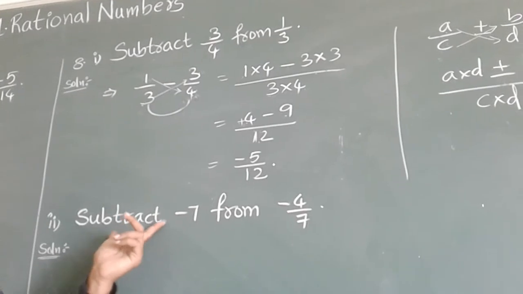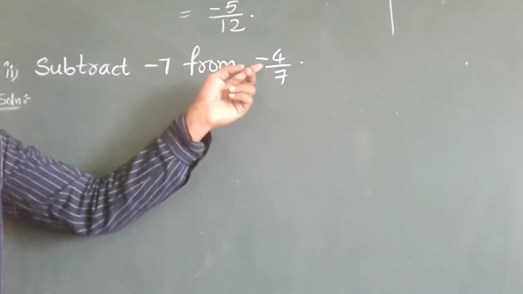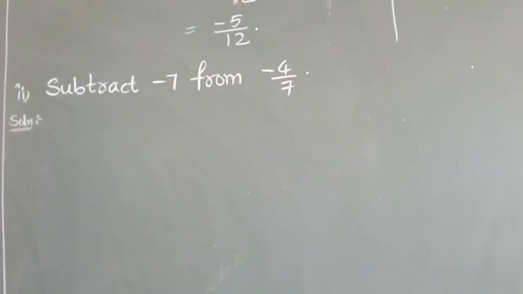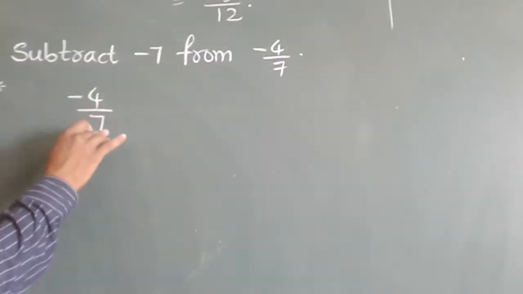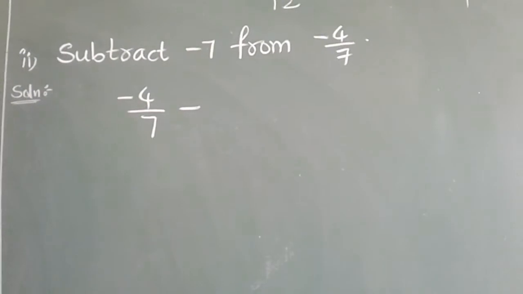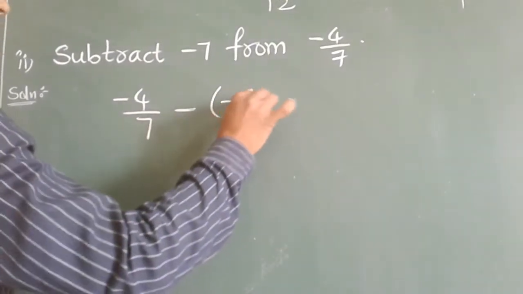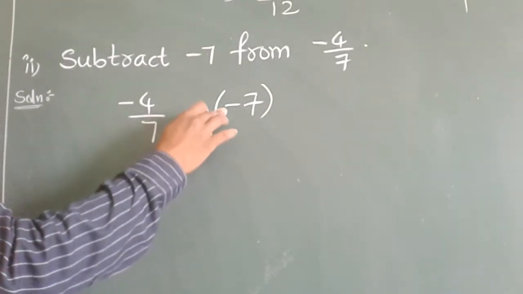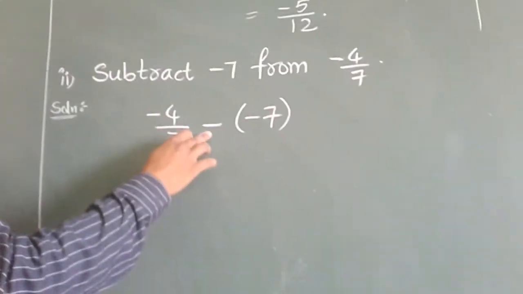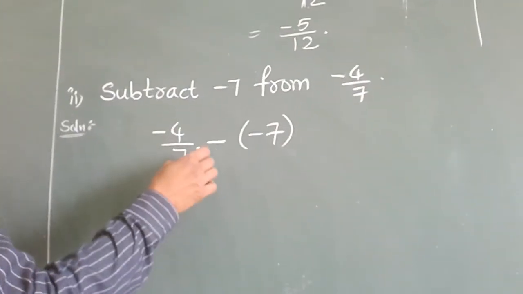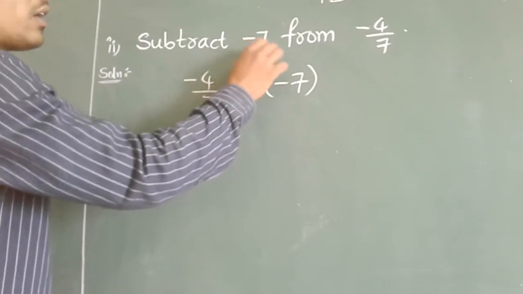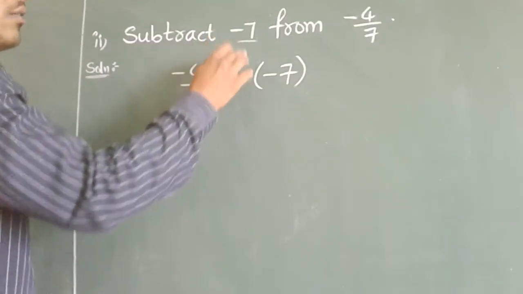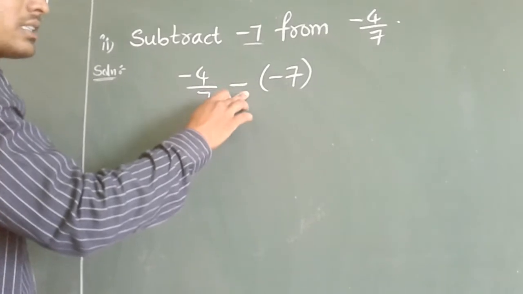Second one: subtract minus 7 from minus 4 by 7. See, minus 4 by 7 is a number. From this number we can subtract the number minus 7. Okay. See, and both times, two times, you have to keep the minus sign. But some of you will write minus 4 by 7 minus 7 only. Sir, already we have the number 7 minus, no sir, why again do we need to keep the minus sign?